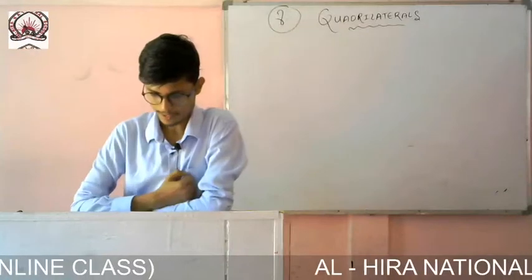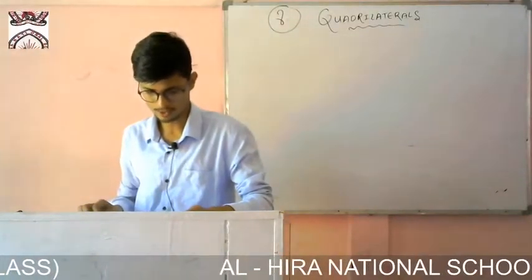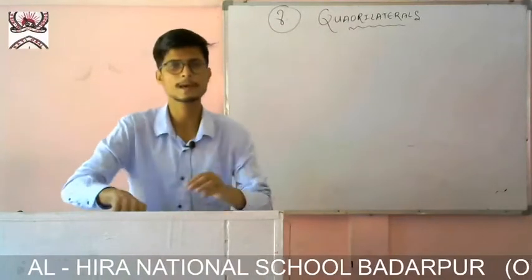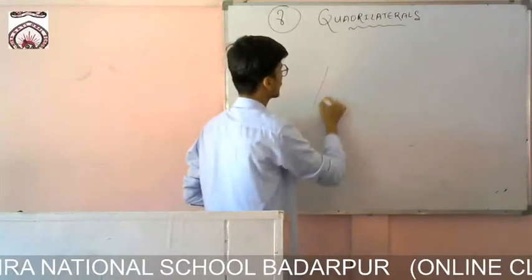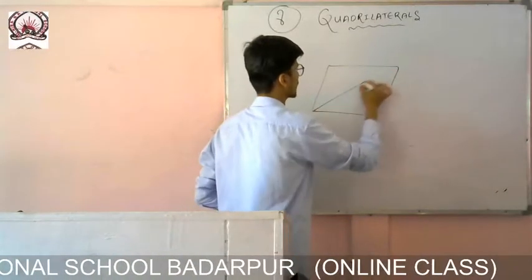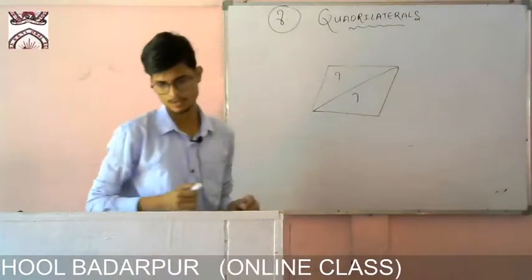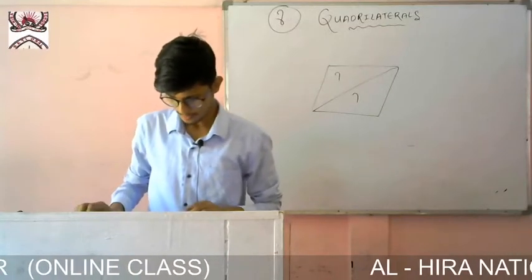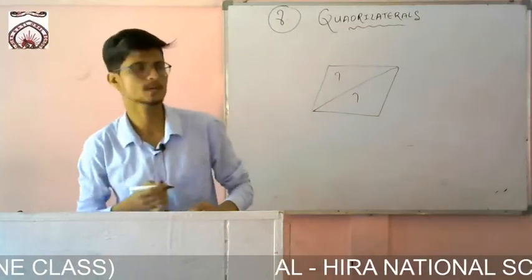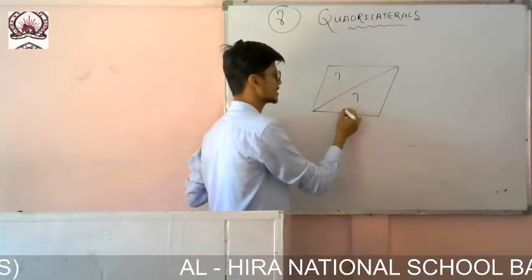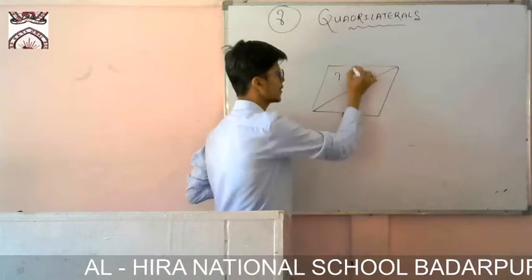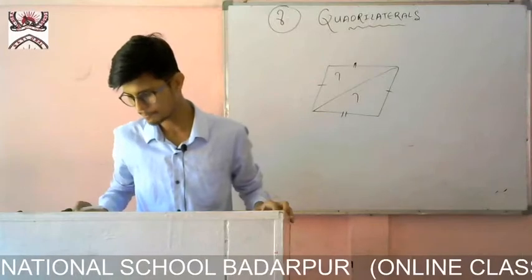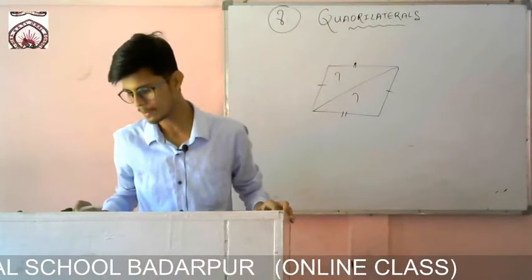Theorem 8.1 you can see on page number 162: a diagonal of a parallelogram divides it into two congruent triangles. So in a parallelogram, if I draw a diagonal like this, then these two triangles are congruent. Then next one, in a parallelogram opposite sides are equal. These are the properties of the parallelogram. In a parallelogram, opposite sides are equal.